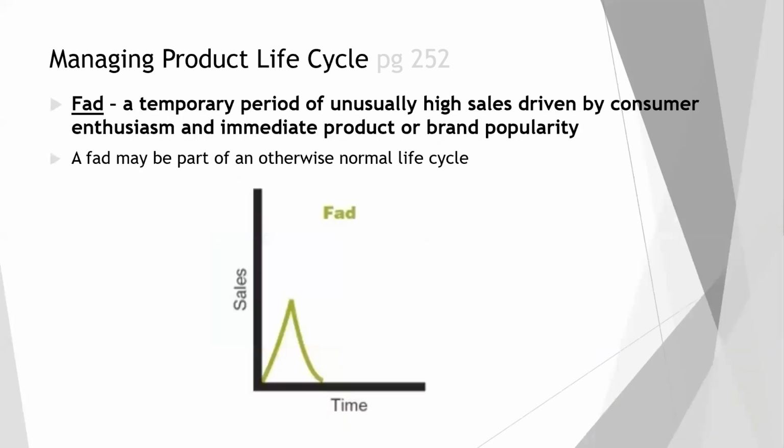And then we've got our fads. So a fad is a temporary period of unusually high sales that is driven by consumer enthusiasm and by very immediate brand or product popularity. A fad, and you can see here in the graphic, just goes right up, but then goes right back down in terms of sales. So it's very short-lived in terms of time, and it peaks very quickly and then comes down very quickly.